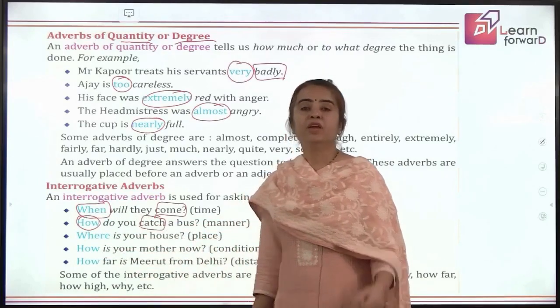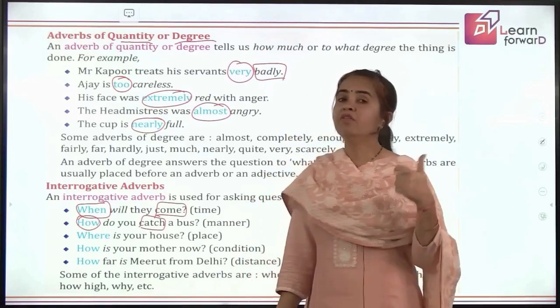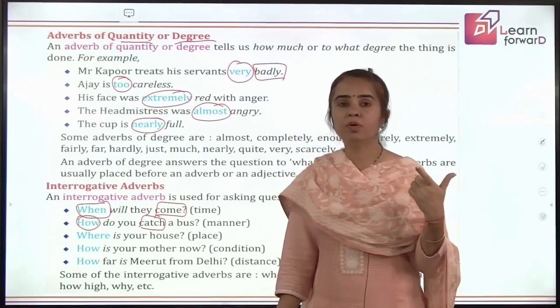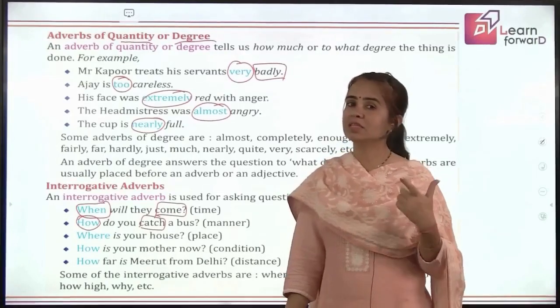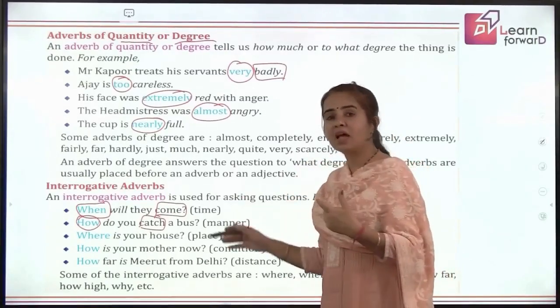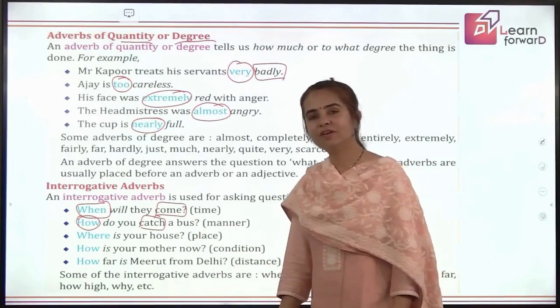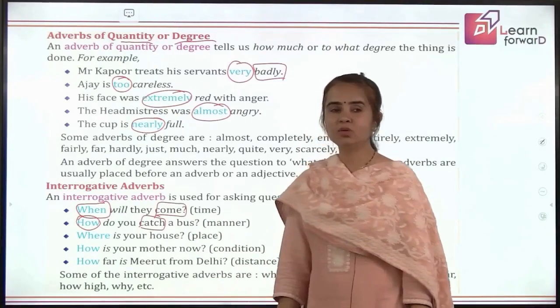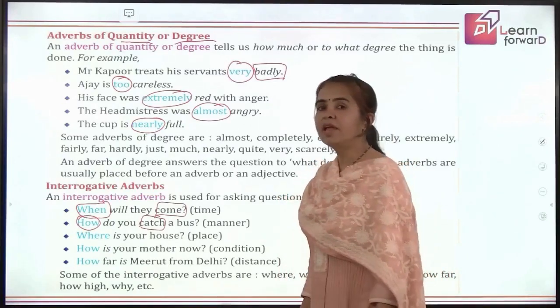So this is how you will find out what the interrogative word, the question word, is modifying. If it is replacing a noun, it will be an interrogative pronoun. If it is qualifying a noun or a pronoun, it will be an interrogative adjective. But if it modifies an action, it will definitely be an interrogative adverb. Got it? Easy to understand? I hope I am clear on each point. So, can we move ahead?